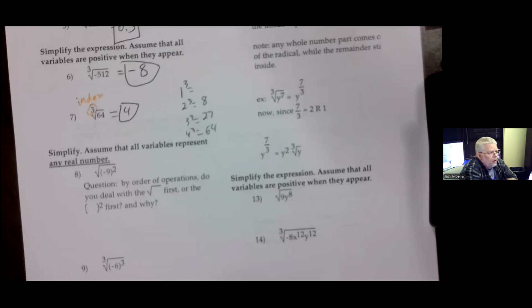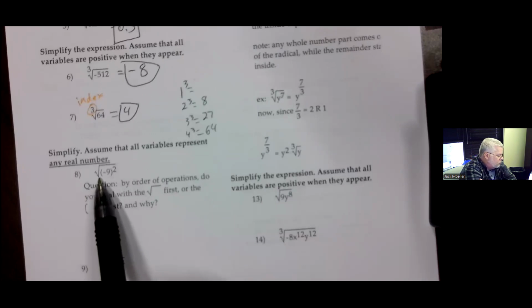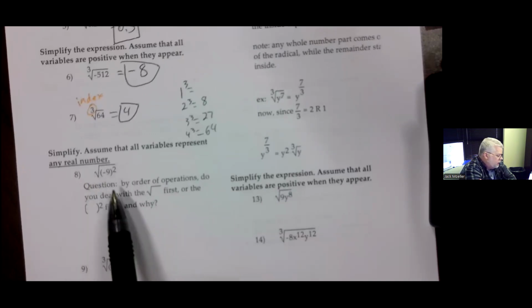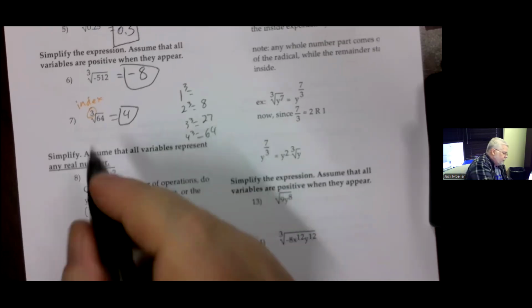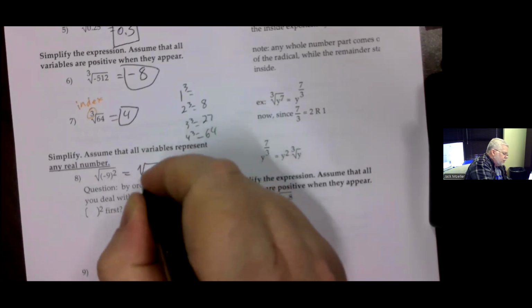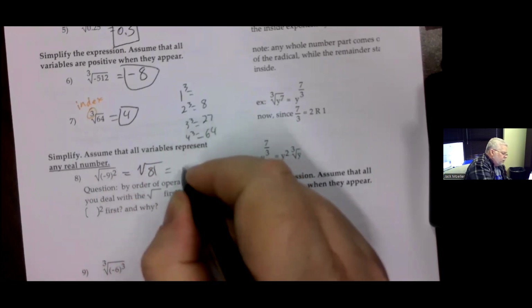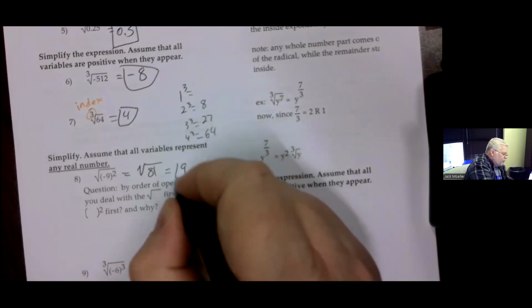Okay. Here's a quick question. Number 8. There's a negative inside there, so does that mean there's not a real number answer? Well, we have to do order of operations. And in order of operations, radicals are like grouping symbols, just like brackets or big parentheses. So when I see this, that exponent is inside the grouping symbol, so we have to do negative 9 squared first. So negative 9 times negative 9, we get positive 81, and then the square root of 81. We've already done it in number 3. That's 9.